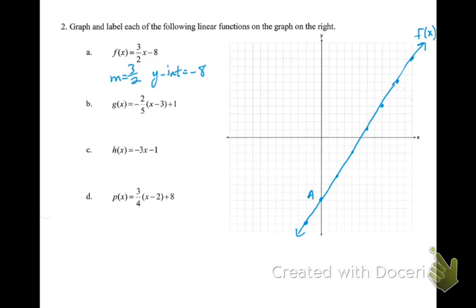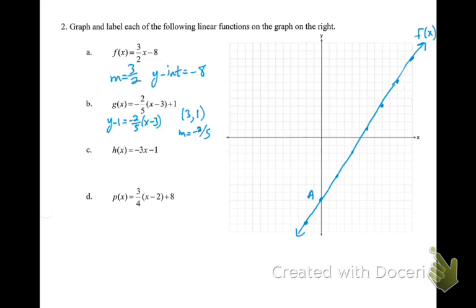Letter B is actually in point slope form, kind of. Remember for this one, what you have to do is subtract the 1 from both sides to make it equal to y in point slope form, so you can easily see what the slope and the point are going to be. So the point in this equation is going to be positive 3, comma positive 1, and the slope is negative 2/5.